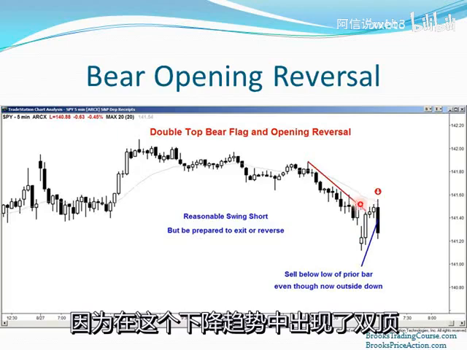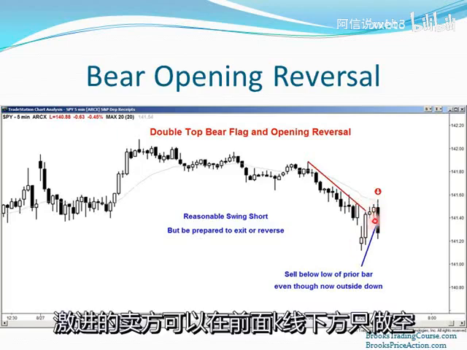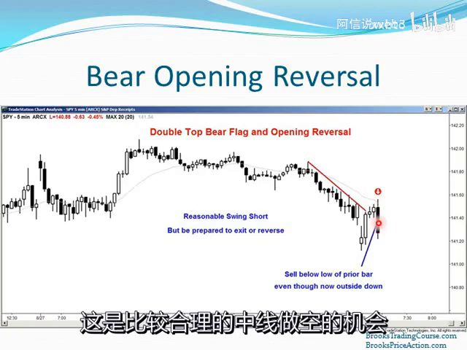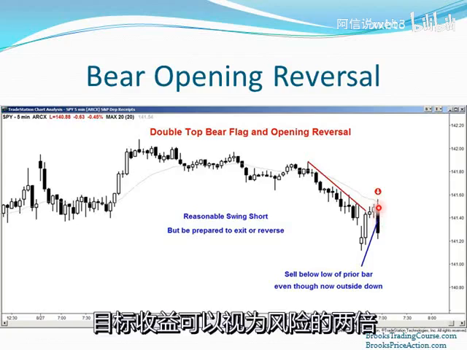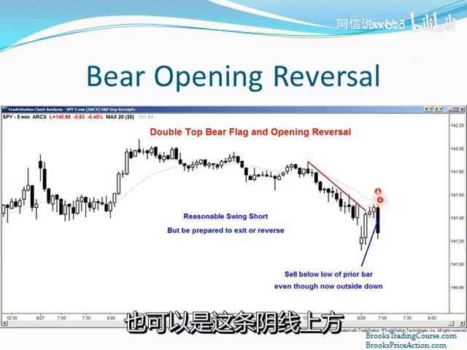Okay, since we have a double top and a bear trend, even with the 4 bull bars, aggressive bears could short one tick below the low of the prior bar as the bar is going outside down. It's certainly a reasonable swing short, going for a reward equal to twice the risk. The stop would either be above the high of this bull bar or above the high of the bear bar.